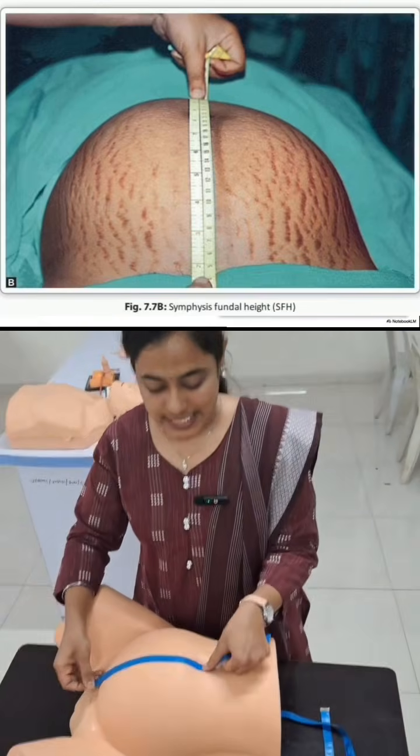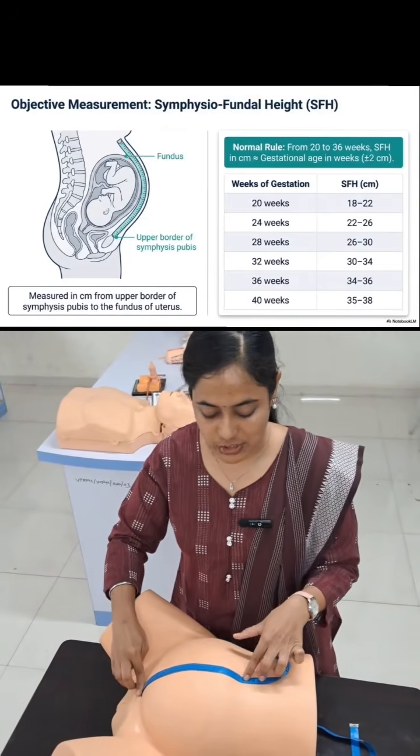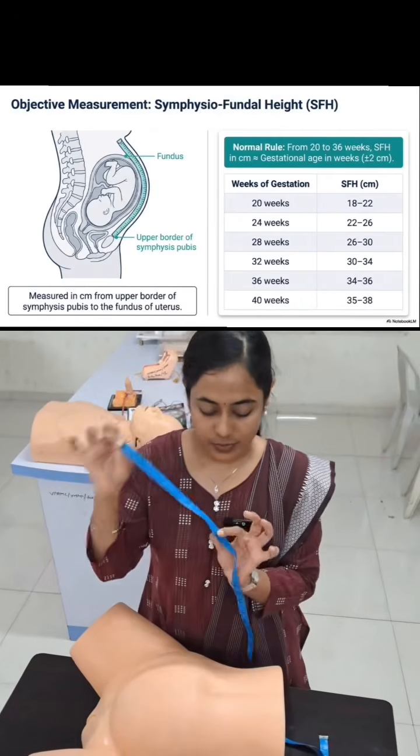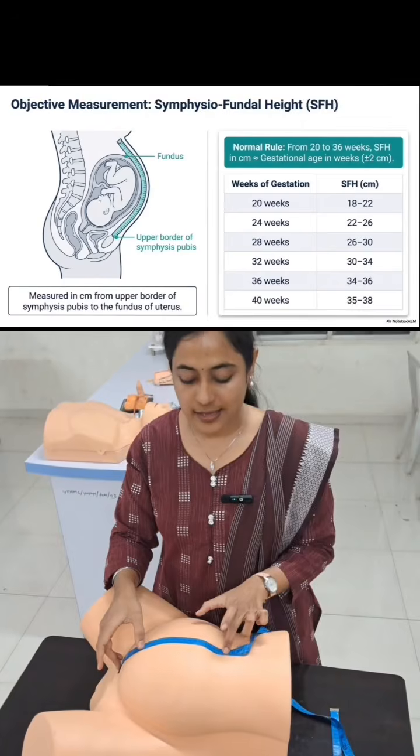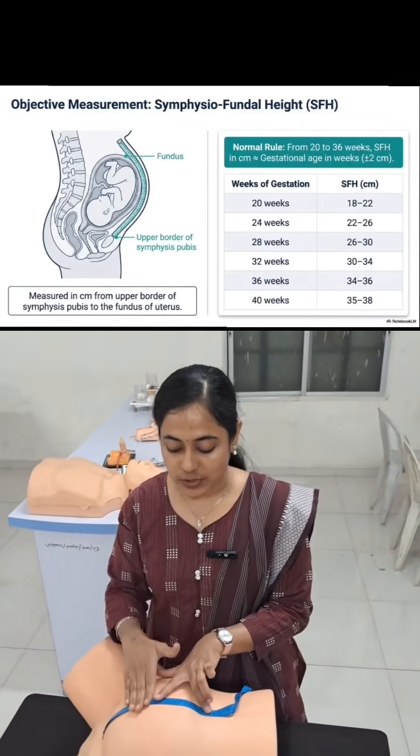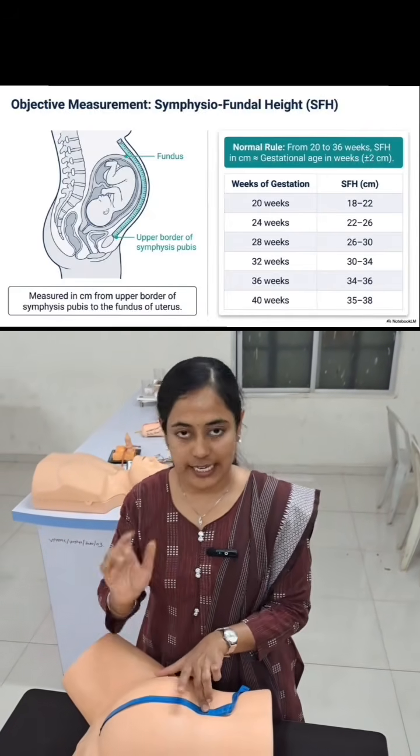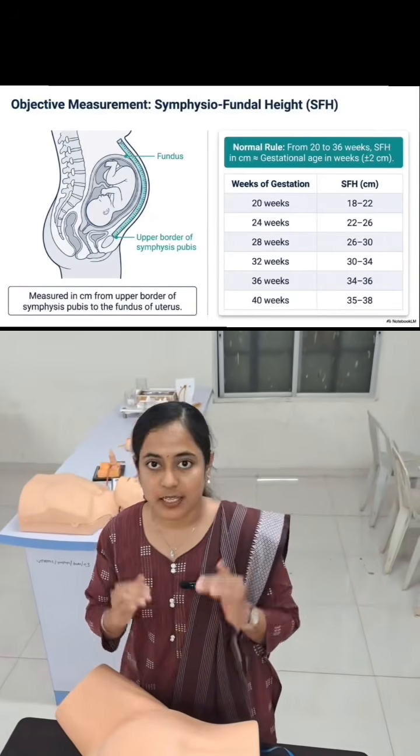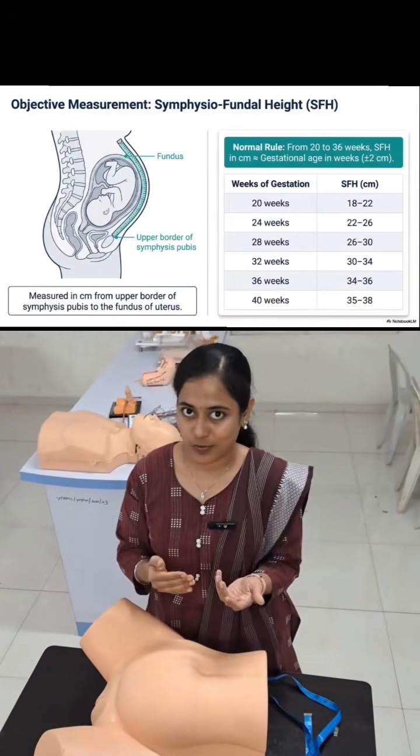So measure this in terms of centimeters. So here I am measuring this in terms of centimeters. So here this is 24 centimeters. Whatever the centimeter height is, that corresponds to the gestational week of the patient. So 24 centimeters indicates 24 weeks of the patient's gestational age. So this is one method, but this method may vary from person to person depending upon the height, weight and physique of the patient.